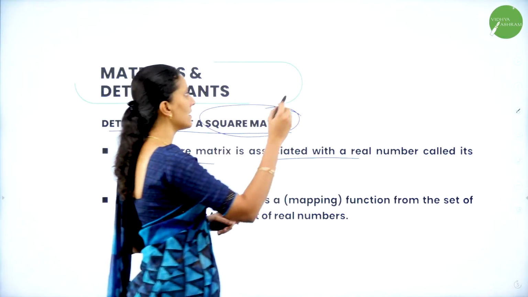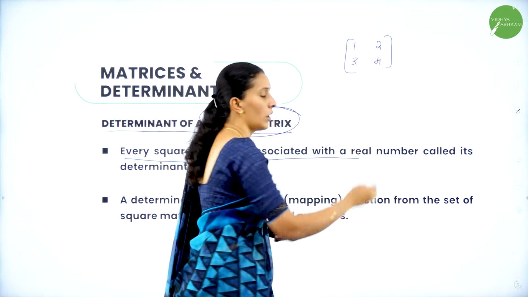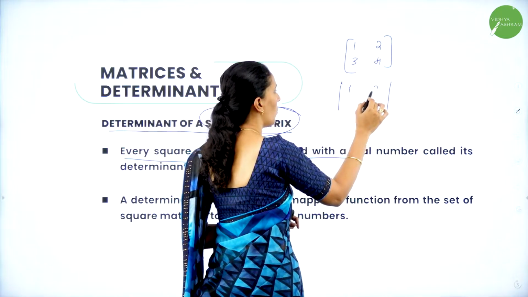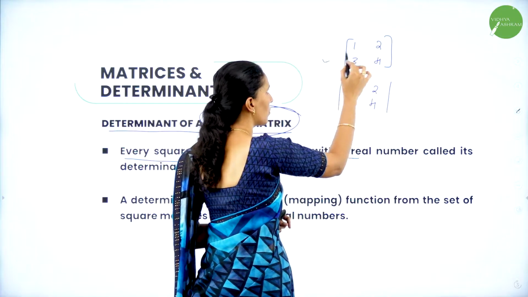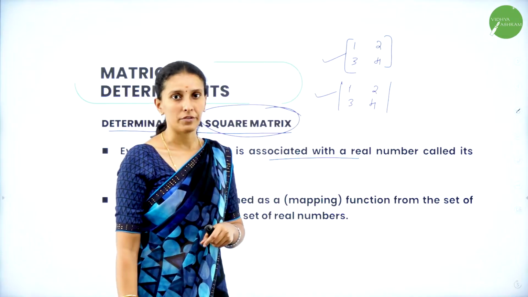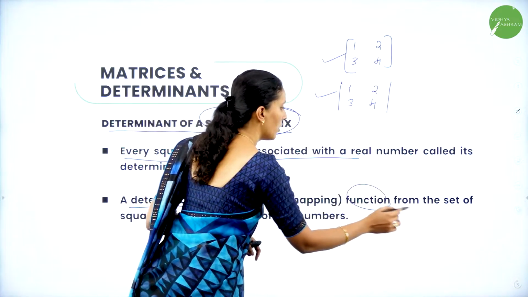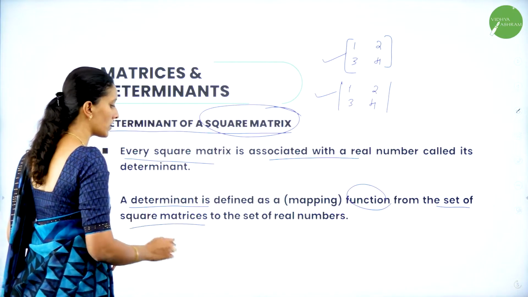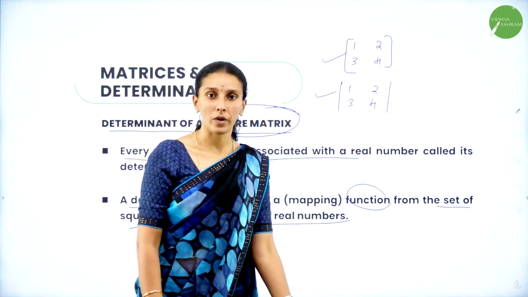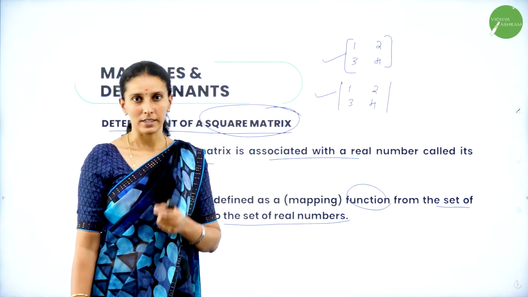Hence, if a matrix is written in the form 1, 2, 3, 4, we denote the determinant by bars like this: 1, 2, 3, 4. So, this is the square matrix and this is the determinant of the square matrix 1, 2, 3, 4. Hence, we define the determinant as a mapping or a function from the set of all square matrices to the set of all real numbers. So, you can call the domain the set of all square matrices and the range will lie in the set of all real numbers.